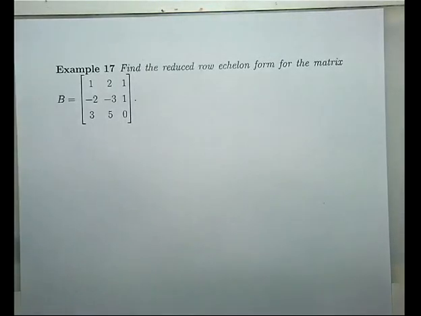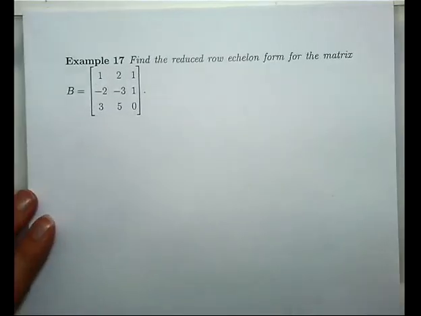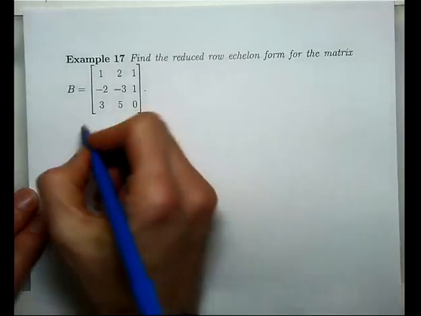Next one, this one's an easy peasy one. Find the reduced row echelon form for this one.